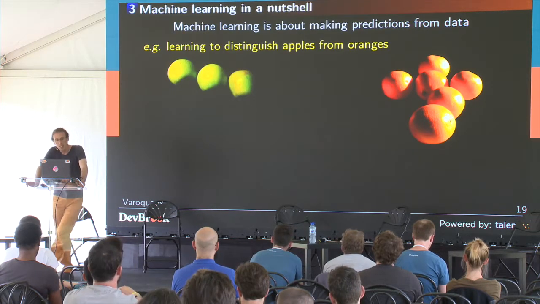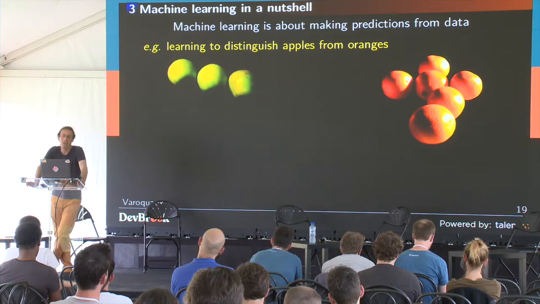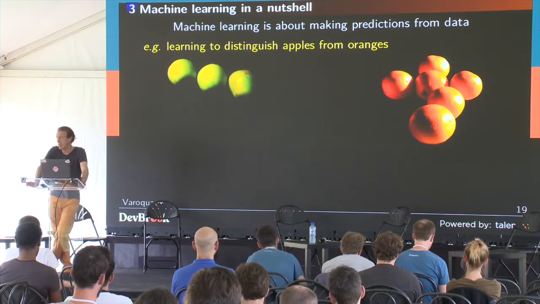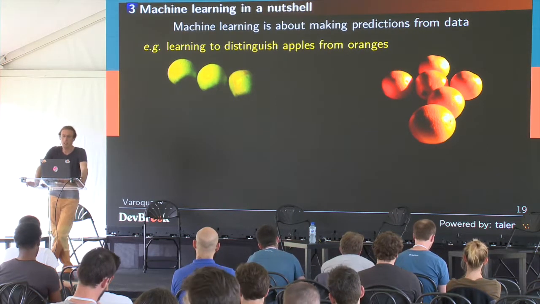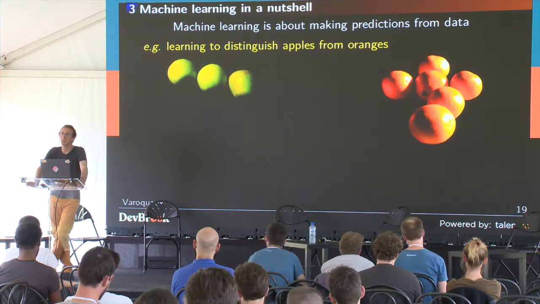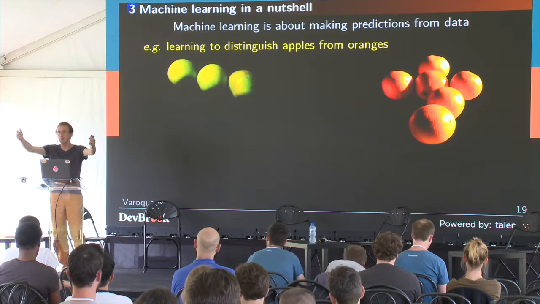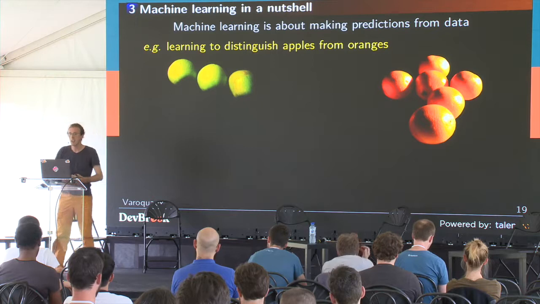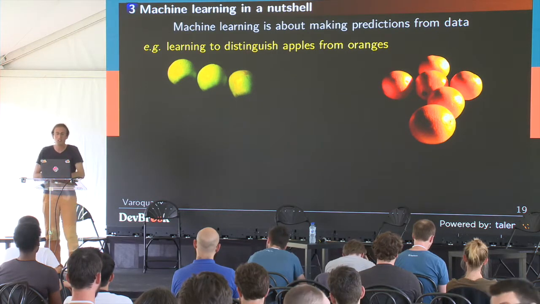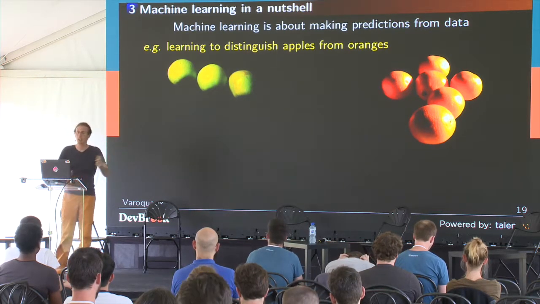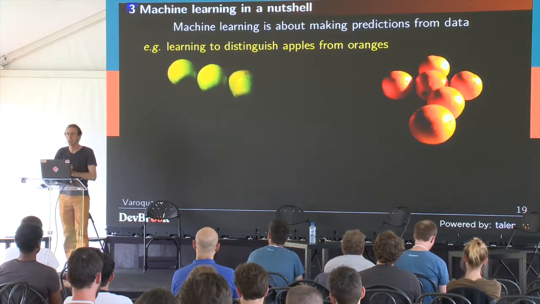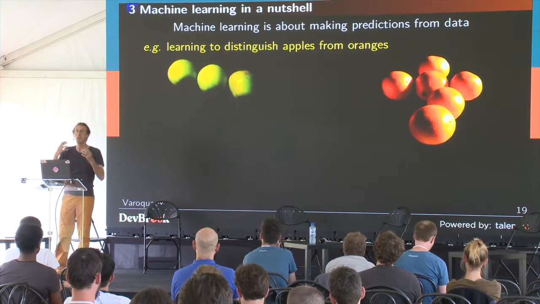Now, machine learning. As I said, machine learning is about making predictions from data. For instance, you want to learn to distinguish apples from oranges. So you're given examples, or samples, we call them. You're given examples of what you want to learn. So here are apples and oranges. And you want to distinguish the one from the other, and you want to learn this from the data.